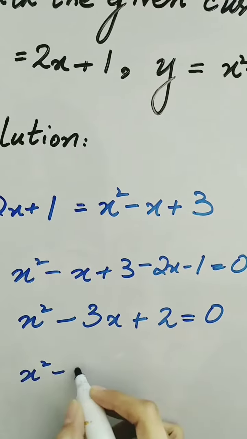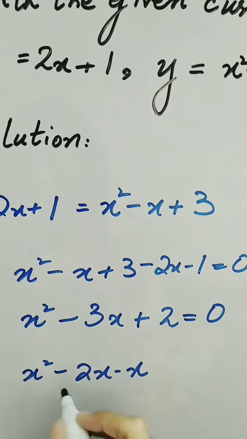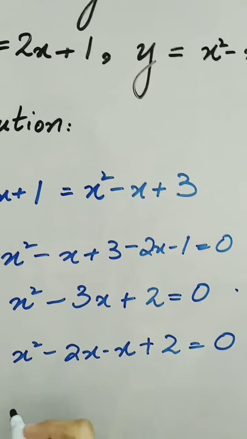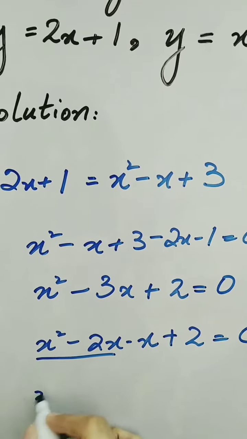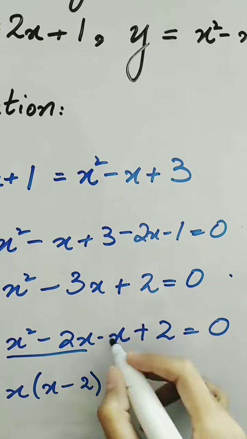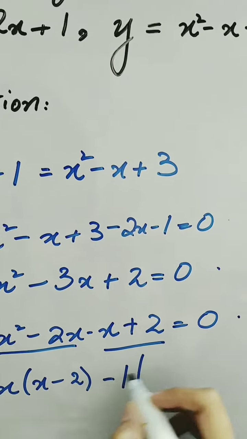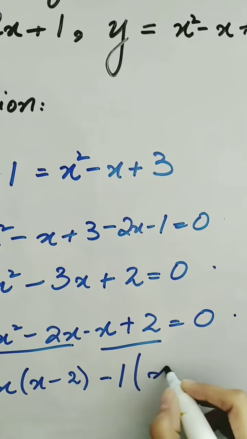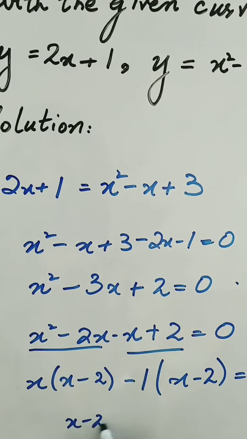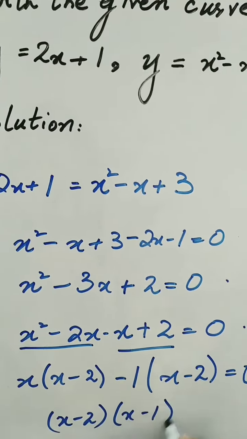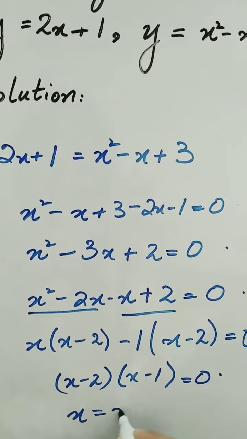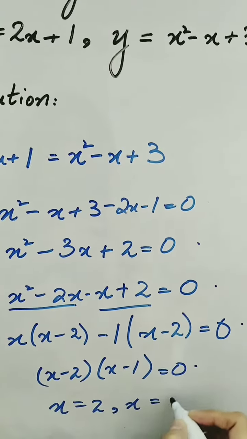x square minus 2x minus x, which is equivalent to minus 3x, plus 2 is equals to 0. By taking x common from these two terms, we have x minus 2, and from these two terms, we have minus 1, minus minus plus, x minus 2. Now we have x minus 2 and x minus 1 are the factors is equals to 0, which means we have x is equals to 2 and x is equals to 1.